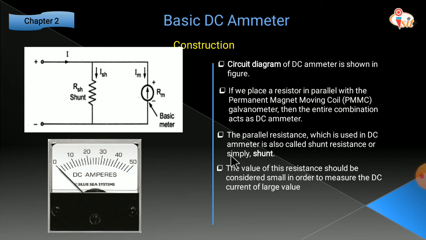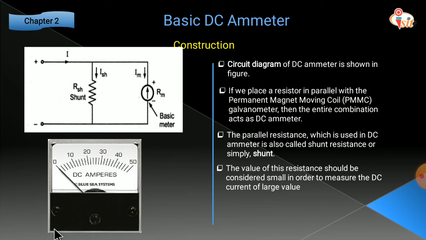Now the next point: the parallel resistance which is used in a DC ammeter is called shunt resistance, or simply shunt. The value of this shunt resistance should be small in order to measure DC current of a large value.